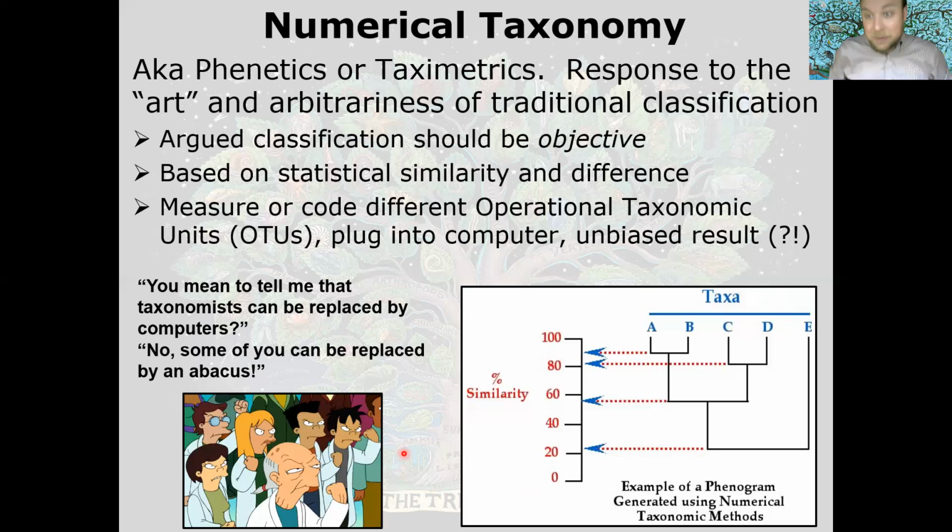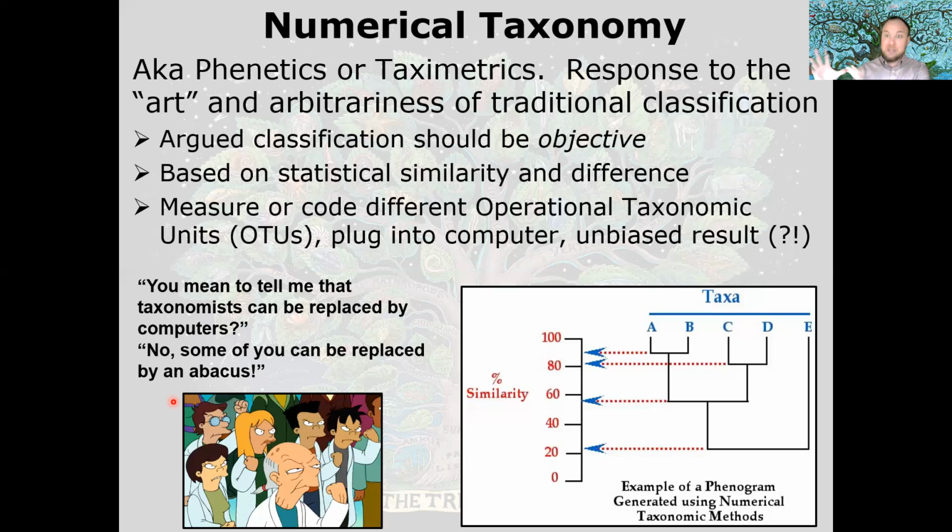Obviously, there was a lot of struggle when this came out, and numerical taxonomists came on the scene saying, we plug it in the computer, we get the right answer. All you evolutionary taxonomists are wrong. So there was actually a back and forth at a meeting, and one of the traditional taxonomists said, you mean to tell me that taxonomists can be replaced by computers? Like, you can just plug your stuff in the computer, run the numbers, and get the right answer, and that replaces everything that I do for a living? And then the numerical taxonomist said, no, some of you can be replaced by an abacus, the little thing with the beads. So this is the level of animosity that there was between traditional taxonomists and numerical taxonomists.